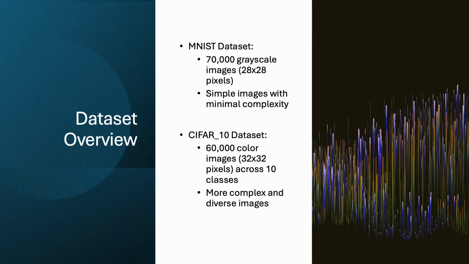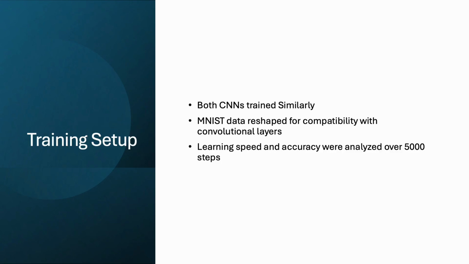Both models were trained similarly. However, the MNIST dataset had to be reshaped to be ready for the first convolutional layer. A brief on the training setup. Both CNNs trained similarly. The MNIST dataset was reshaped for compatibility with the convolutional layers, and the learning speed and accuracy were analyzed over 5,000 steps.